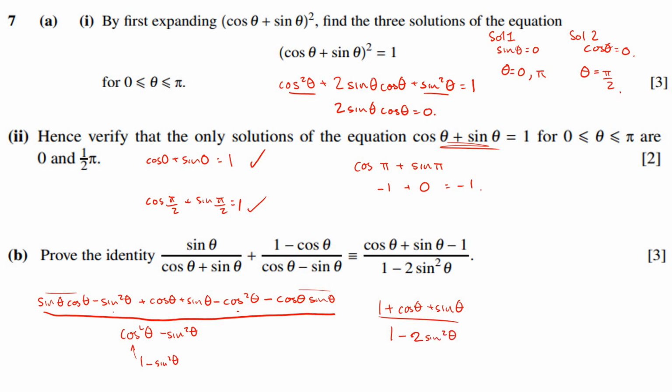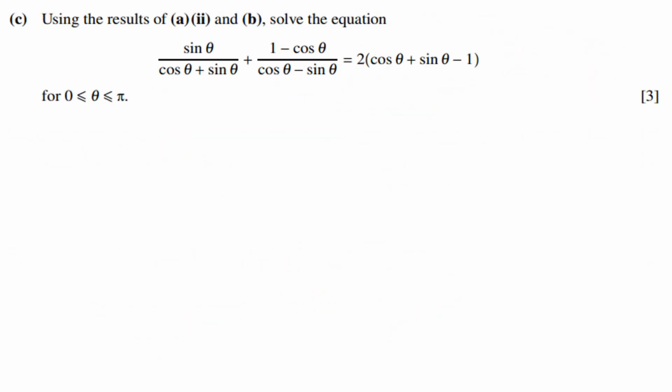Bit of a brutal one, but there it is. That should be a minus 1, by the way. Sorry, there should be a minus 1 because we've got minus sine squared minus cos squared. Make a minus 1. Apologies, that should be there, matching that. All right, minus 1 plus cos theta plus sine theta all over. All right, next, using the results, solve this equation.